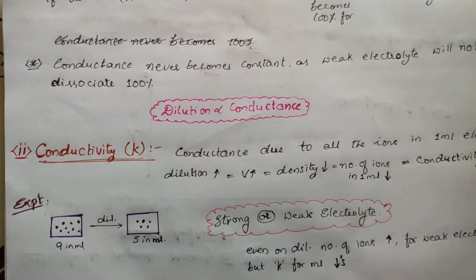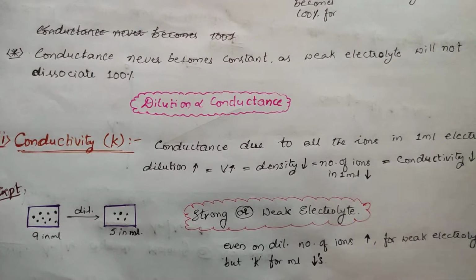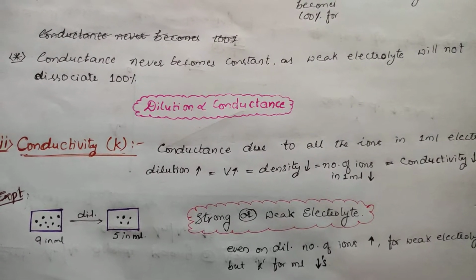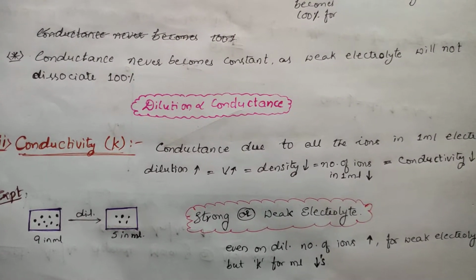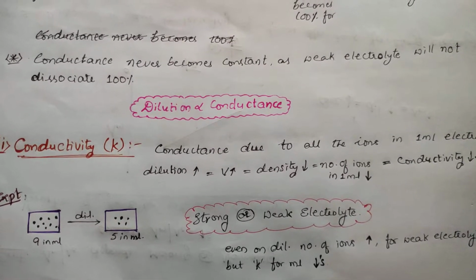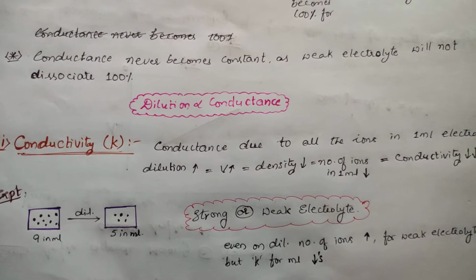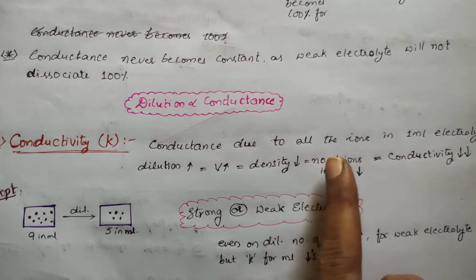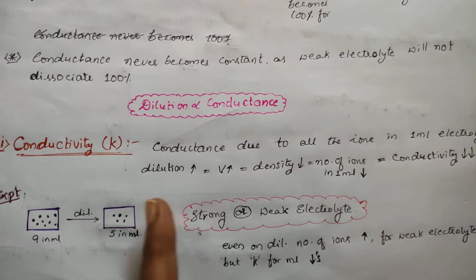What is meant by conductivity in general? Conductivity is that term which represents the conductance due to all the ions. So in 1 ml of solution, how many ions are there? How much conductance is it showing? That is called conductivity. So conductivity is defined as the conductance of all the ions that are present in 1 ml of the electrolyte.